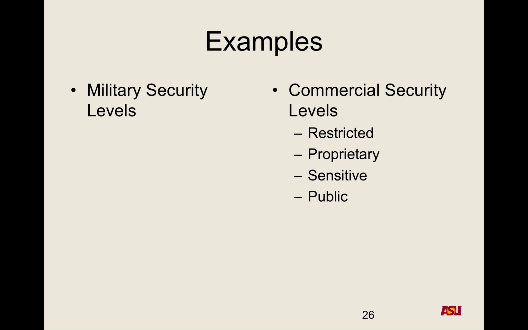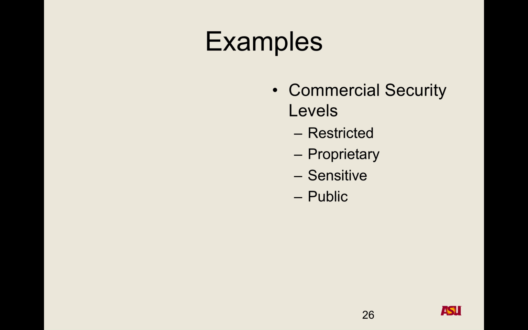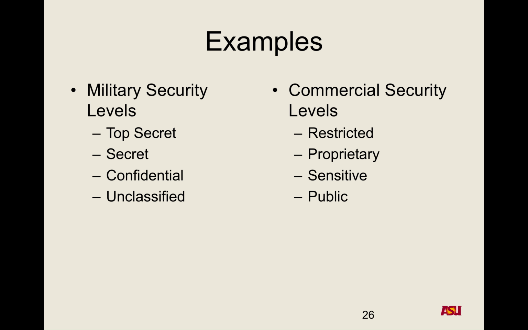So we talked about how we want to tag data with security levels. For commercial security levels, obviously every corporation can do whatever they want. You can think about public, sensitive, proprietary, or restricted information. Whereas the military has top secret, secret, confidential, and unclassified.